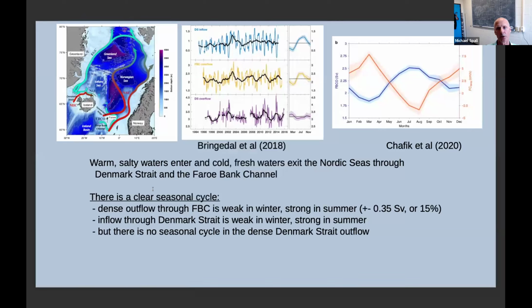This is from another publication from Lyons, and you see the same kind of Faroe Bank Channel overflow seasonal cycle. And this orange line is essentially a measure of the cyclonic circulation, the anticyclonic circulation in the Norwegian Sea. I'm not going to talk too much about that, although it is relevant. Next slide, please.